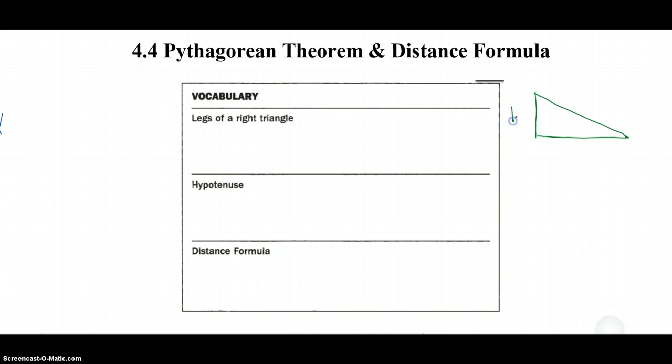the leg and the leg, the two legs, are going to form that right angle. Now sometimes they will be congruent and sometimes they will not be congruent. So sometimes it will be isosceles and sometimes it won't. But the key here is that this is the hypotenuse. Across from the right angle is always going to be the hypotenuse.